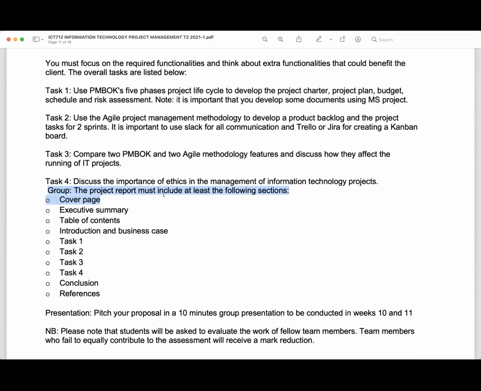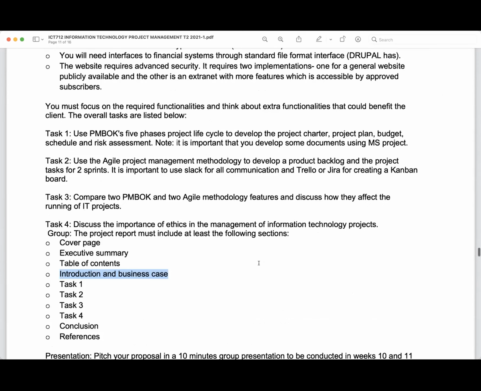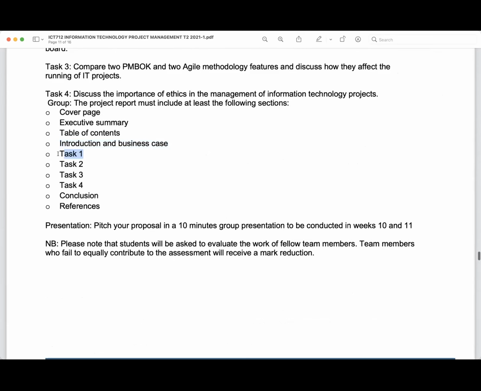There's so much information here about the structure, the cover page. I need an executive summary, table of contents. I need you to introduce the business case that we've assigned you, which is this business case here. And we're going to need to see that you've answered task 1, task 2, task 3, and task 4. You've done a conclusion, and you've done your specific references. And finally, you need to make sure you have a presentation, which is usually conducted between weeks 10 and 11. I need to make sure that you guys are doing that presentation accordingly.